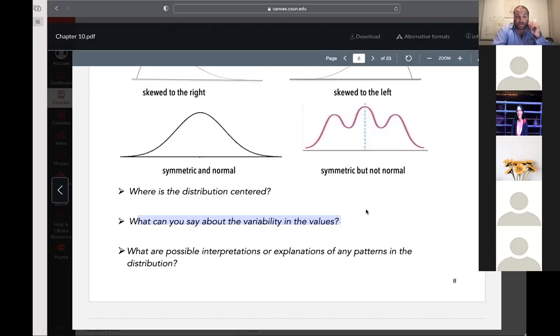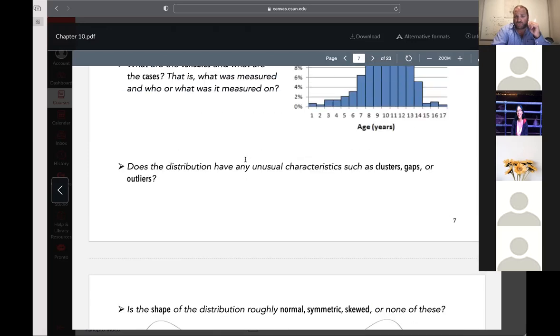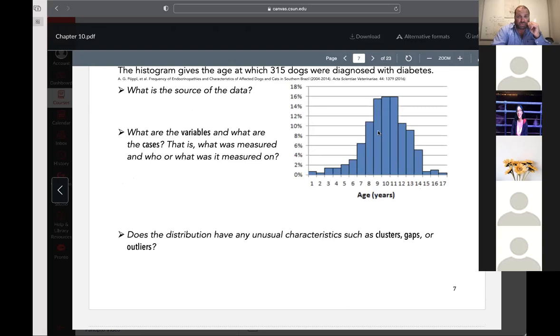And then what are possible interpretations or explanations of any patterns in the distribution? So when I look at this, is there anything here that I might have to say, wow, why is this the case? Well, could be because of this or because of that. Is there anything here that just stands out that kind of requires an explanation for why that should be the case?